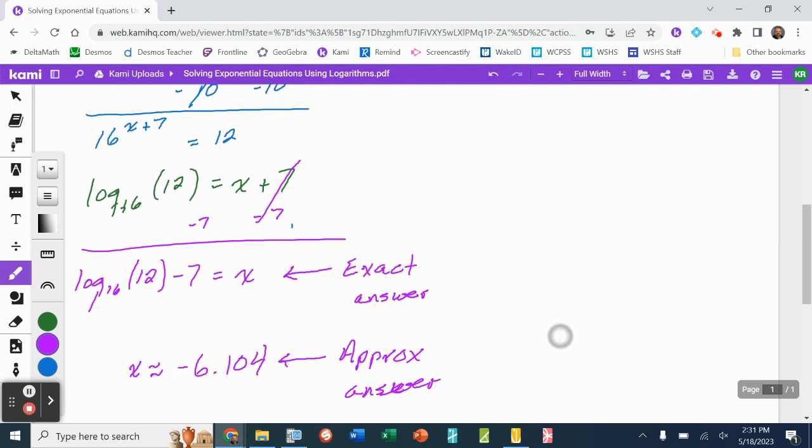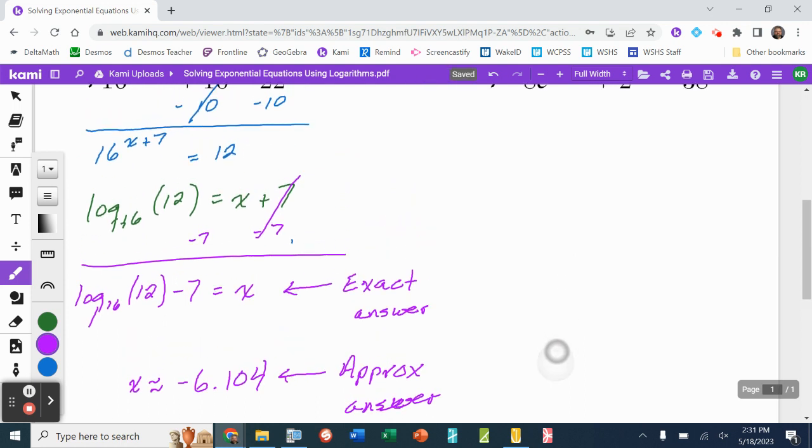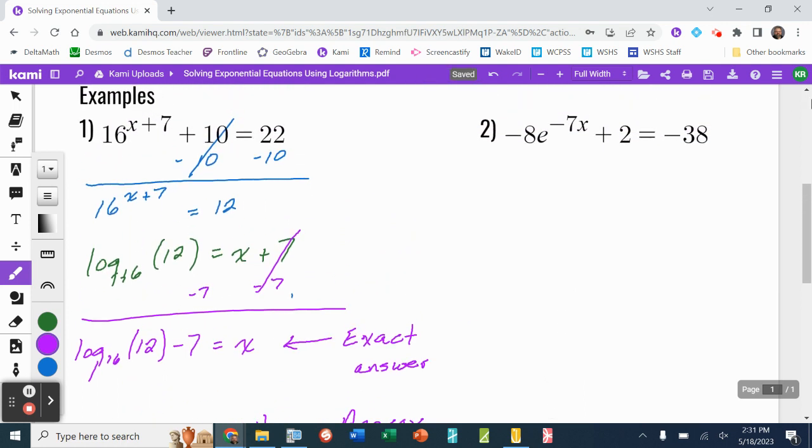All right, let's take a look at another example. And we're going to, again, write both the exact and an approximate answer to it. So our next example is to solve the equation -8e, which is just Euler's number, it's another base, raised to the -7x plus 2 is equal to -38. Now, when we get into this using the logarithm, it's going to look a little bit different because of our base. But again, the same steps apply.